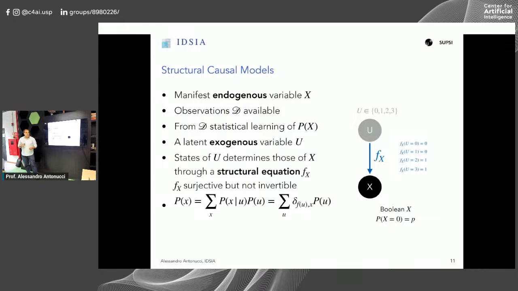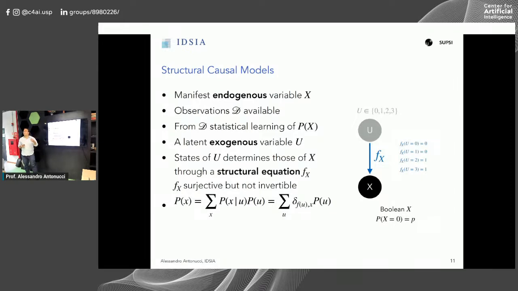X. So that's nothing, but the probability of X given U is modeling basically the relation between X and U, and the relation between X and U is deterministic. So this conditional probability is a 0-1 distribution. That's why I'm using the delta. And this is the relation.